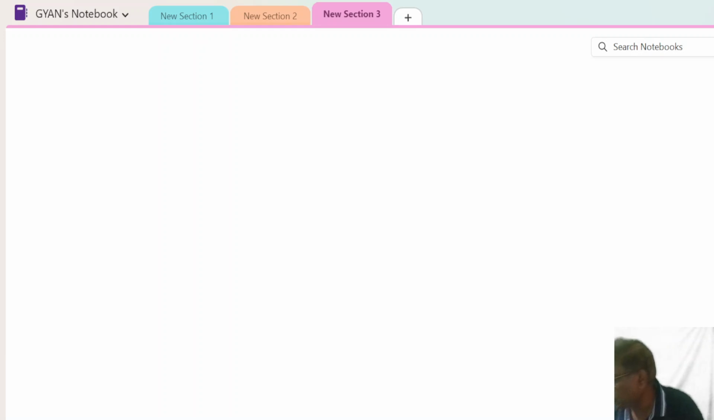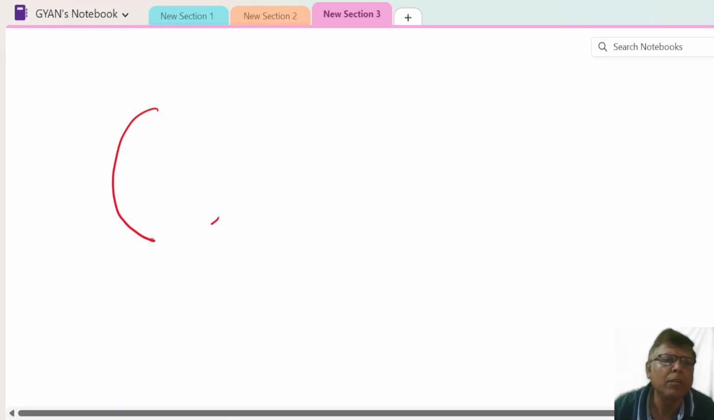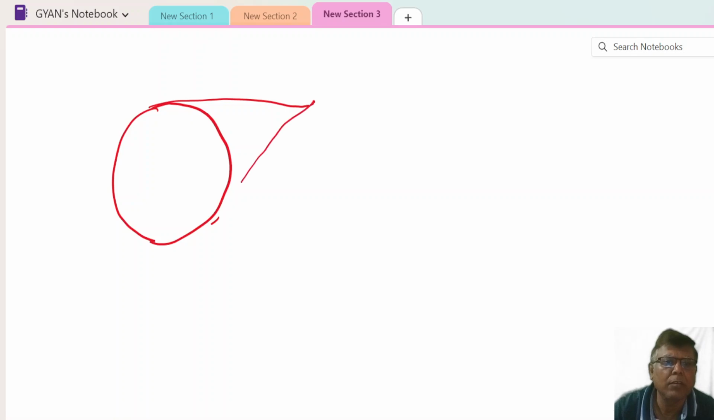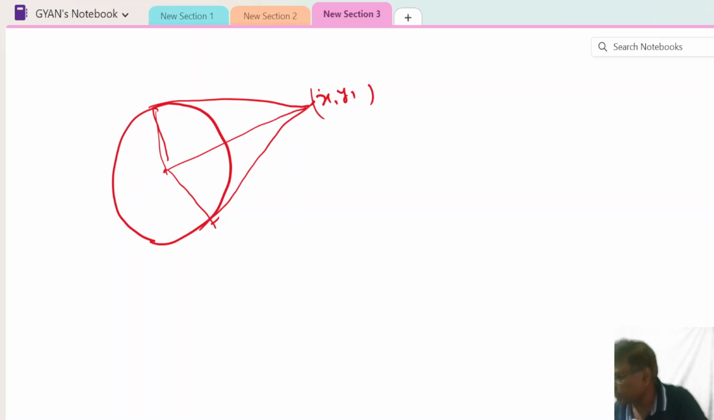Tangent from the outside, that is a pair of straight lines. So now come to tangent from outside. So this one is (x1, y1) and this is the center. And this will be perpendicular to this line. This will be perpendicular to this line.